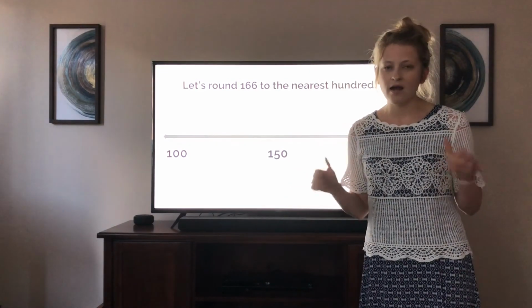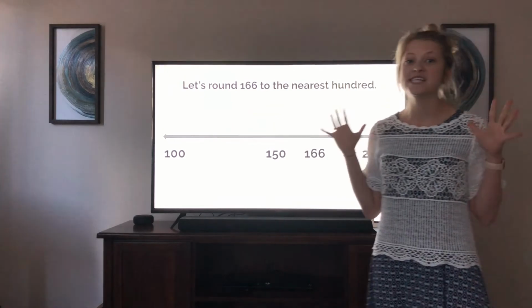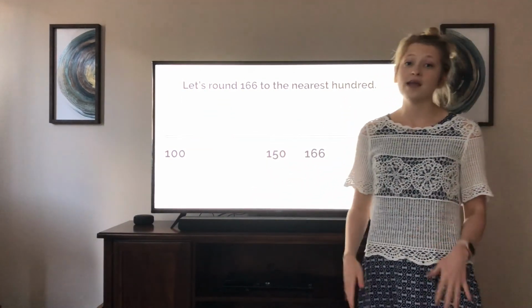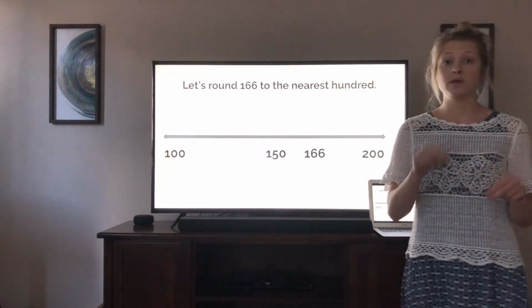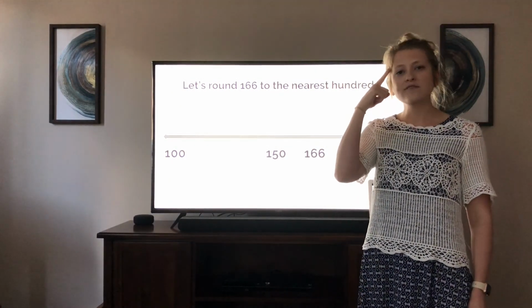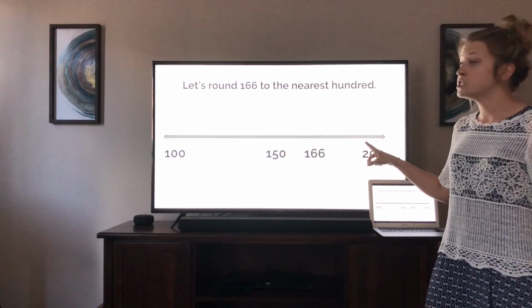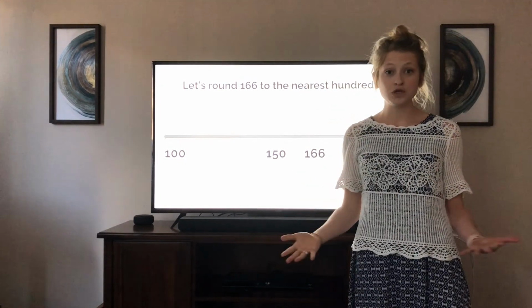Once you've done that, awesome. Let's go ahead and look. 166 is going to go after our midpoint. Hopefully you got that right, and you can give yourself a little pat on the back. 166 is after our midpoint, and I remember that if it's after my midpoint, I am going to round up. So 166 to the nearest 100 is 200.